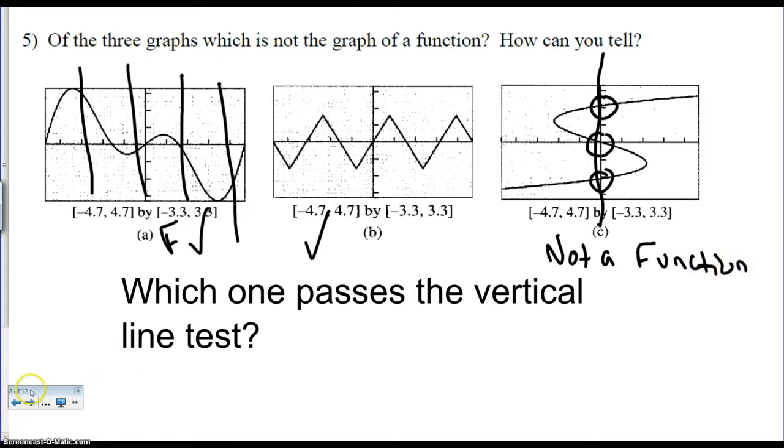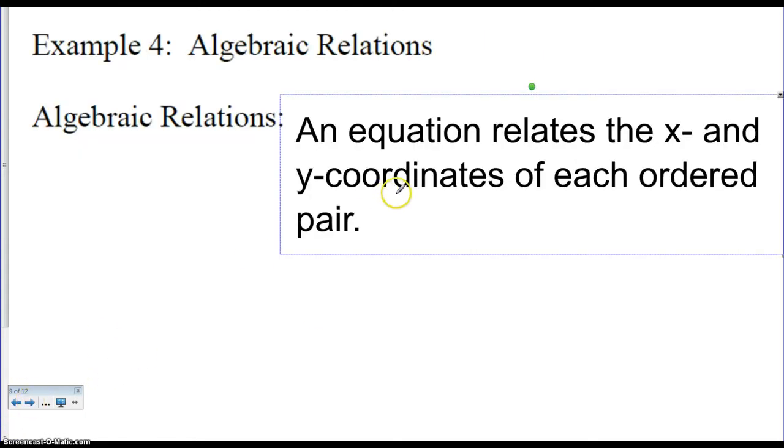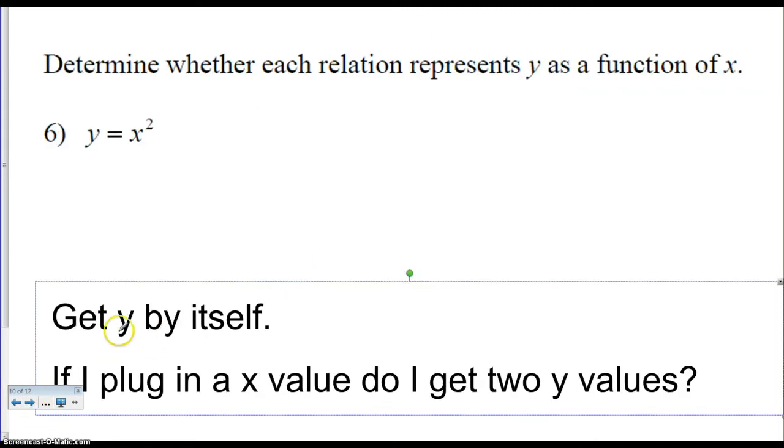So let's look at some other stuff here. Here's the last way that we want to look at it, and it's an algebraic relation. It's an equation that relates the x and y coordinates of each ordered pair. So, when I'm doing this, I always want to get y by itself. And I want to think about it: if I plug in an x value, do I get two y values out of it?